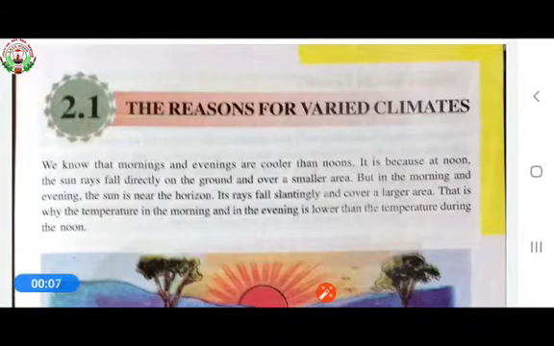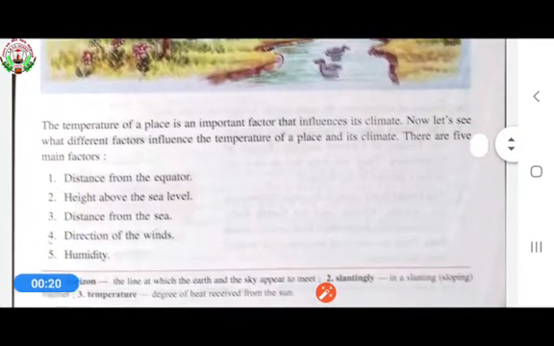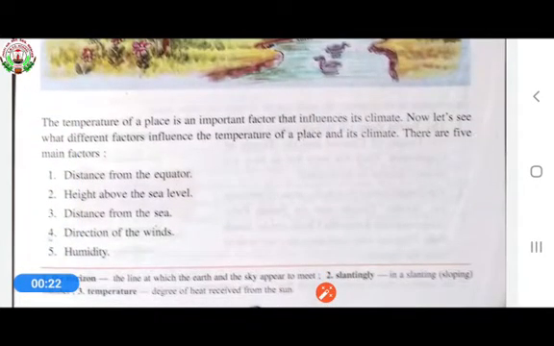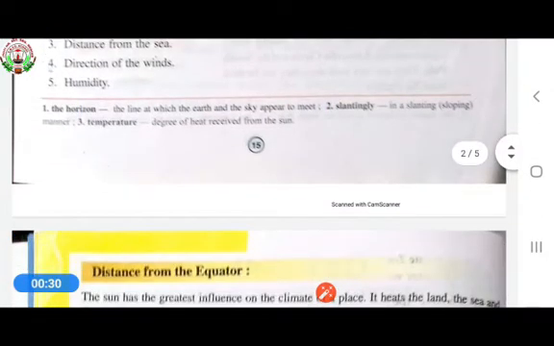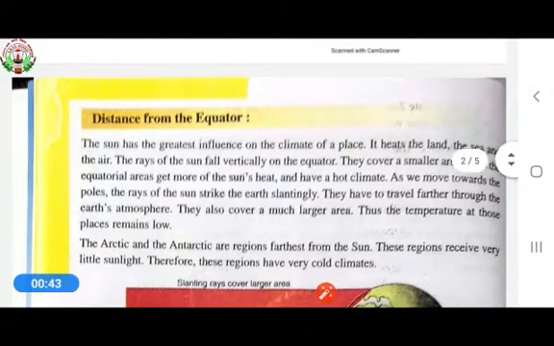Let's continue the chapter. As you have already learned in the last class about weather, climate, and the different factors that influence the climate, today we discuss the factors that influence the climate. The first factor is distance from the equator. The sun has the greatest influence on the climate of a place. It heats the land, the sea, and the air.